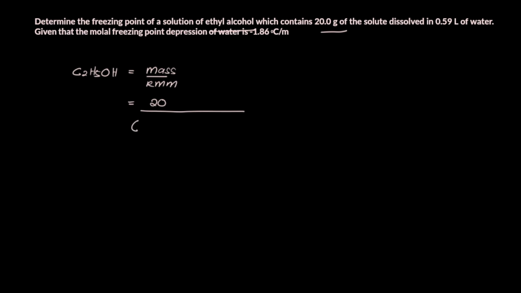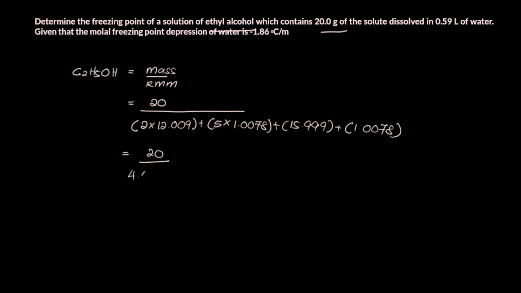So you have your carbon, because you have 2 carbon here, 2 times 12.009, plus you have 5 hydrogen, so 5 times 1.0078, plus 1 oxygen, 15.999, plus hydrogen is 1.0078. So from here you should get your number of mole is equivalent to 20 divided by 4.6064 times 10 to the power of 1. So the number of mole is equivalent to 4.3418 times 10 to the power of negative 1 mole of ethyl alcohol.